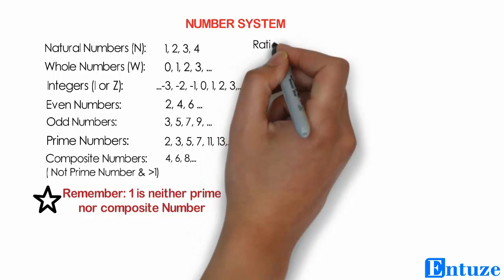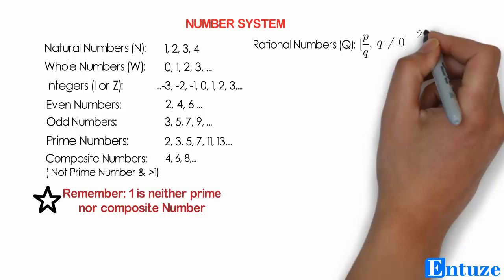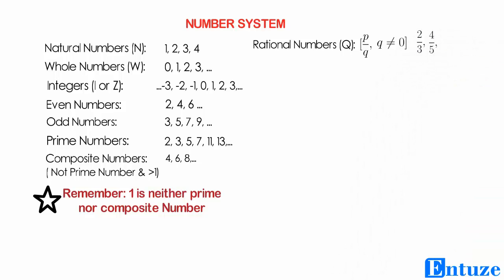Next comes rational numbers. The numbers which are in the form of p by q, provided that q is not equal to 0, are known as rational numbers. So examples are 2 by 3, 4 by 5, etc. These are called the rational numbers. In these rational numbers, 2 is known as the numerator and 3 is known as the denominator.